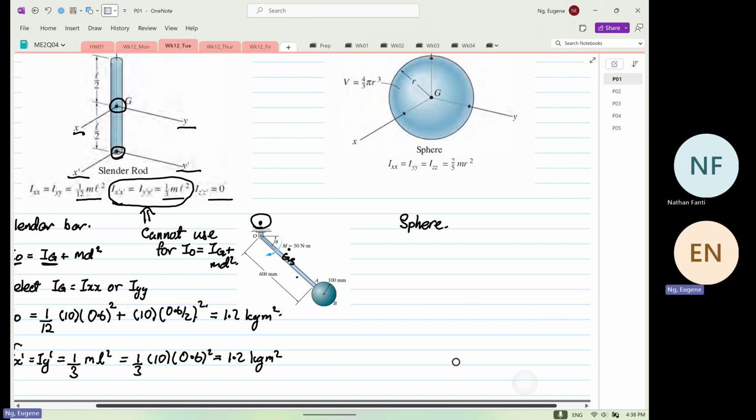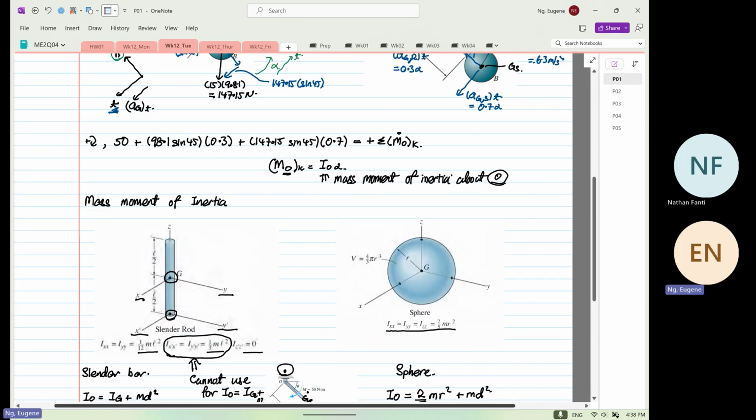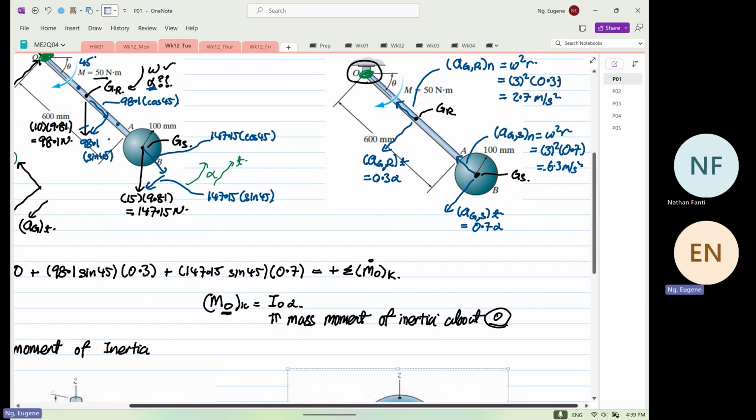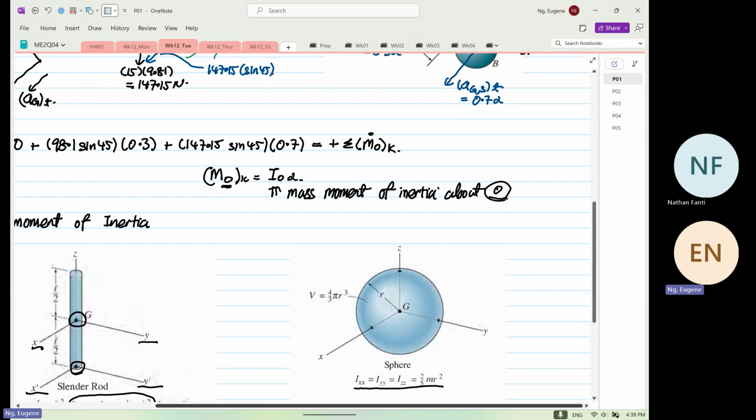Sphere is easy stuff. Regardless, Ixx, Iyy, or Izz is 2/5 mr squared. But because we have to shift to point O, this will be equal to 2/5 mr squared plus md squared. The mass is 15. The sphere radius is, can't remember now, 0.1, plus 15 multiplied by a distance. If we look at the distance, this is 0.1 and this is 0.6, so it's 0.7.